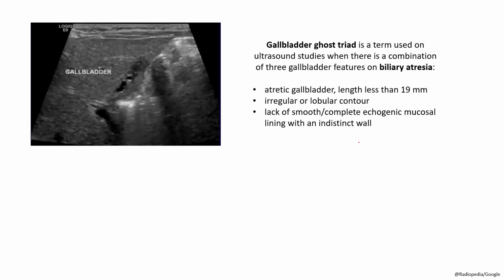What is this appearance called? This is gallbladder ghost triad, which is seen in biliary atresia. So this triad consists of three features of gallbladder, where we find atretic gallbladder, which is length less than 19 mm. The wall is irregular with lobular contour, and there is lack of any echogenic mucosal lining and the wall is completely indistinct. So this is gallbladder ghost triad, which is seen in biliary atresia.